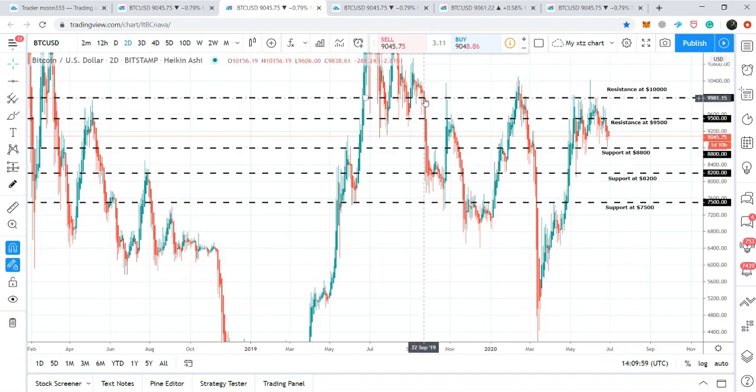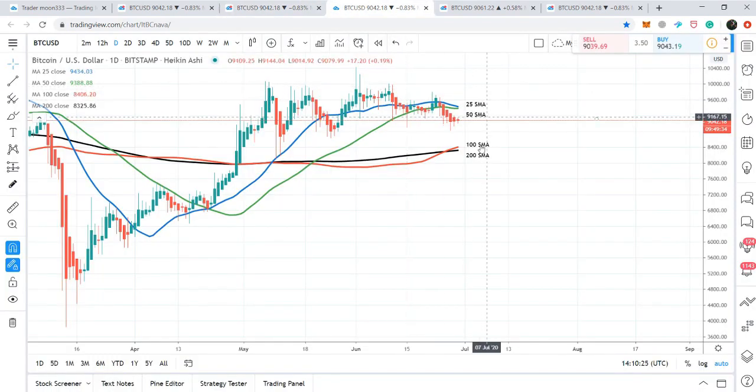When the price action broke down this support after September 2019, we can see that since then the price action, even after several attempts, has not been able to break out this $10,000 resistance level. And if this $8,200 support is broken down, then the price action can next move to the previous support at $7,500.